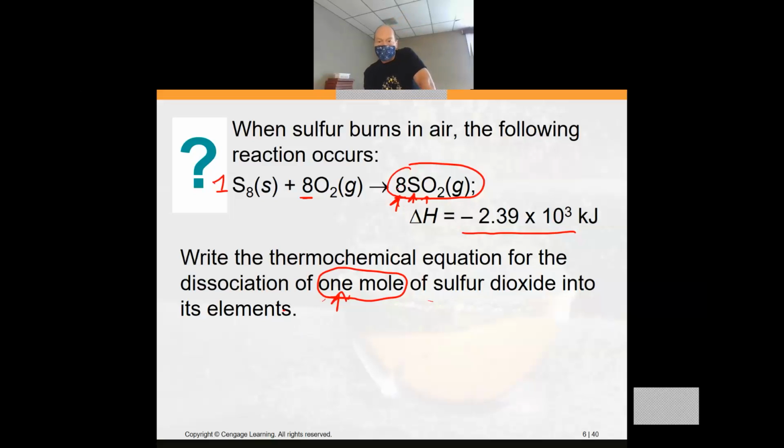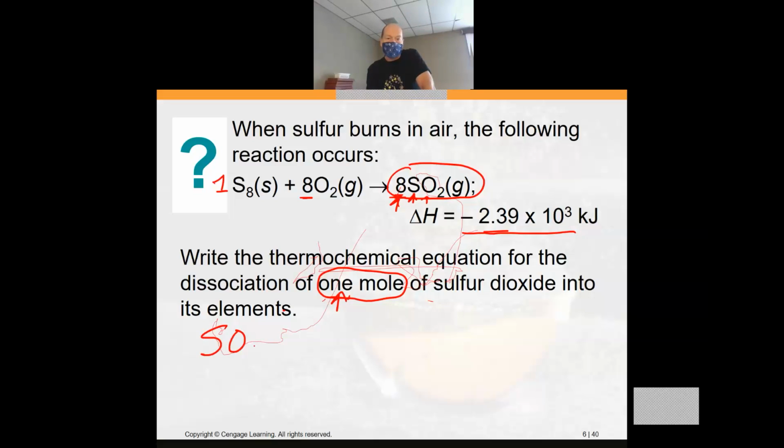All right, so in order to get 1 here, we have to divide the whole thing by 8. So everything here has to be divided by 8, including your delta H. But we want a dissociation. We want SO2 to go into S8 and O2. That means we also have to reverse this reaction.